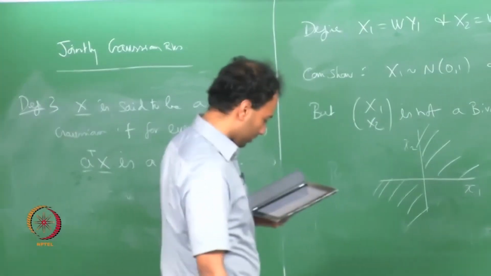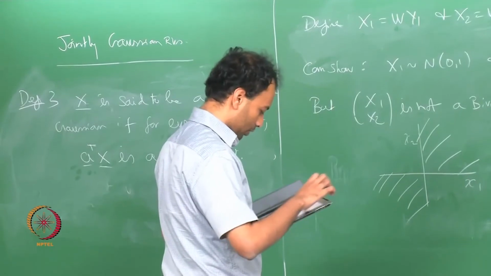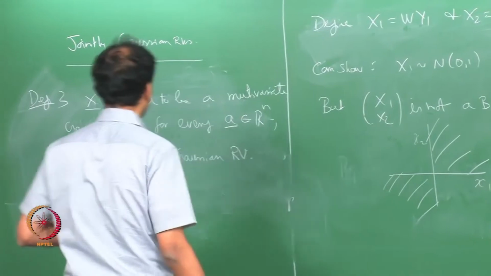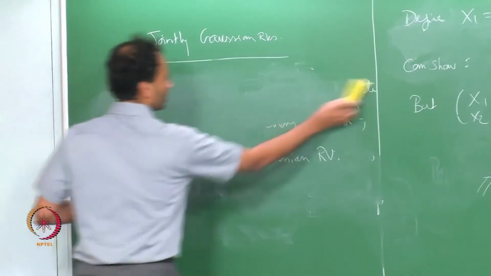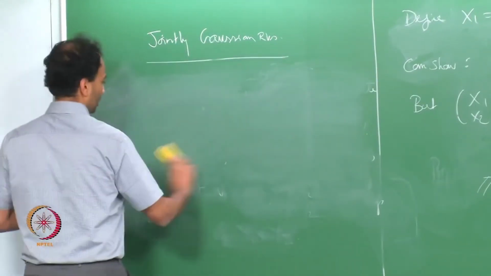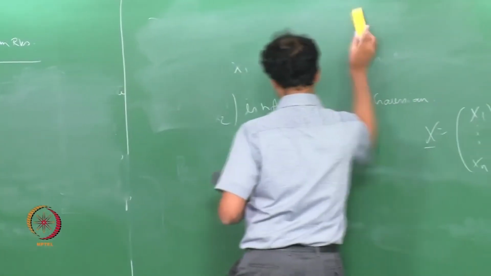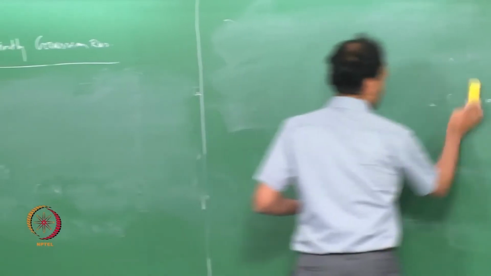So, there are a couple of other cool facts maybe I should put down about these jointly Gaussians before I stop. As you see, I am not spending too much detail on anything, I am just pointing out some interesting facts.